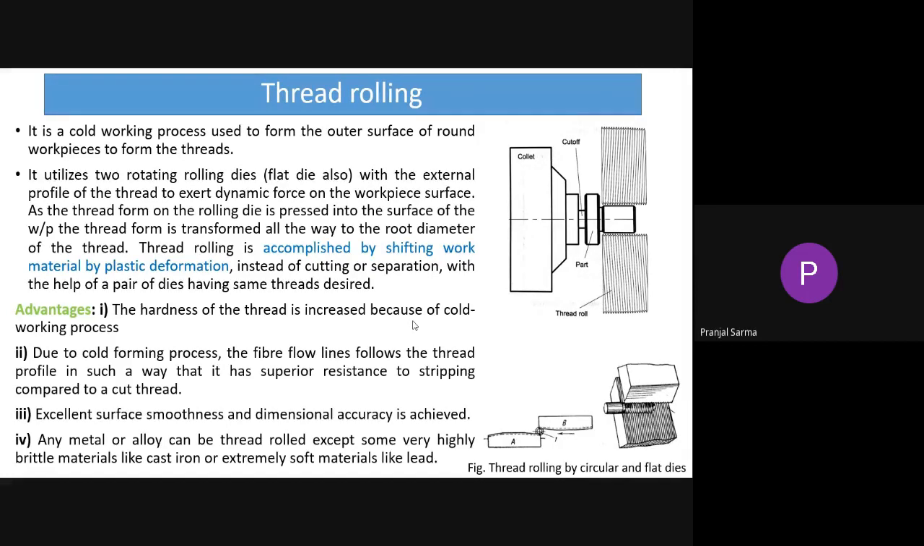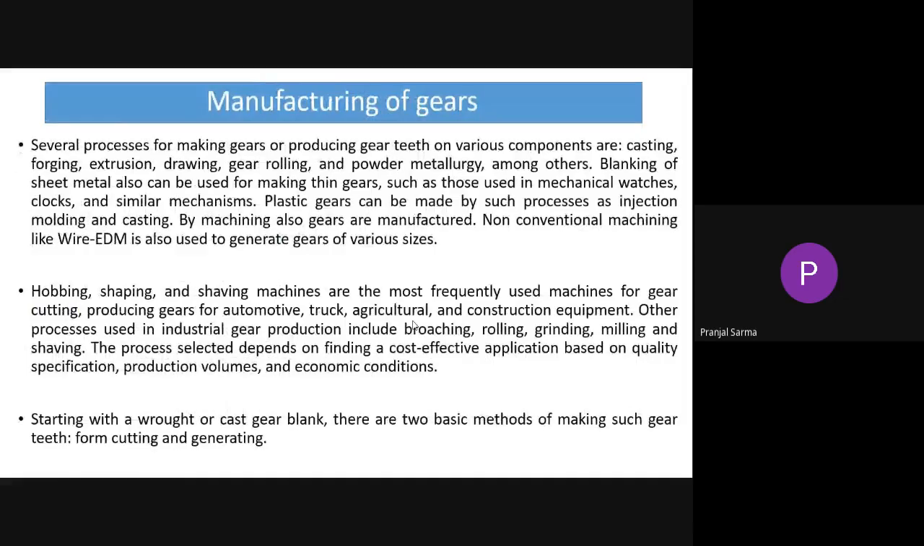Another good advantage here is that most metals or alloys can be very easily thread rolled, except some highly brittle materials like cast iron, or very soft materials like lead. This is how we can get the thread profile done very easily by the thread rolling operation. With this we have covered most of the thread manufacturing operations, internal as well as external.